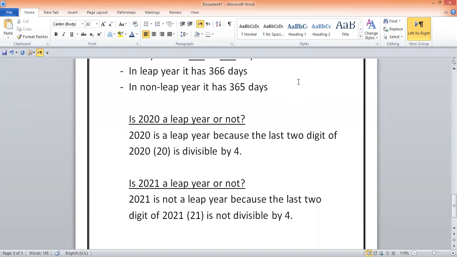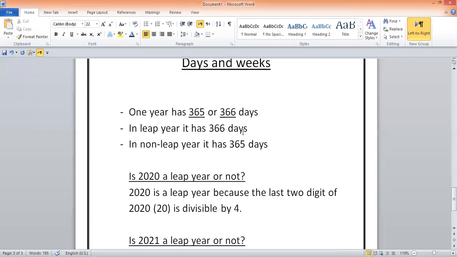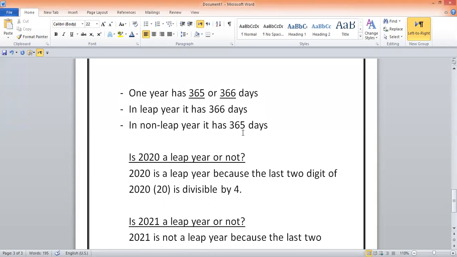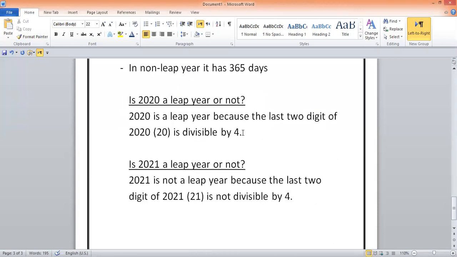Is it clear, guys, how you will find out a leap year or non-leap year? Yes, you have to write it in your notebook, guys. That's why I asked you to take out your notebook and write the heading, so you can easily find out which is a leap year and which is not.